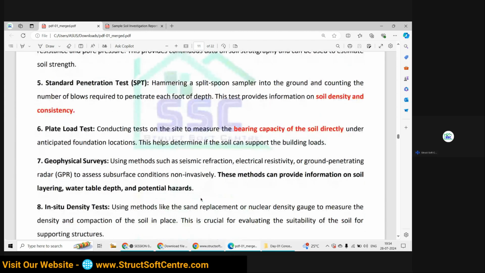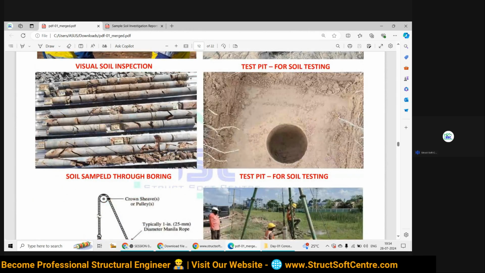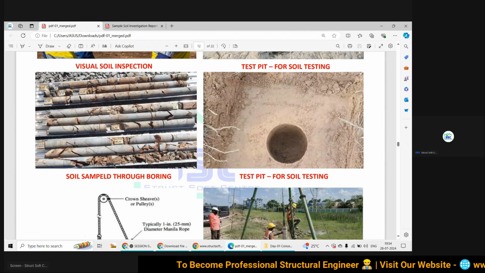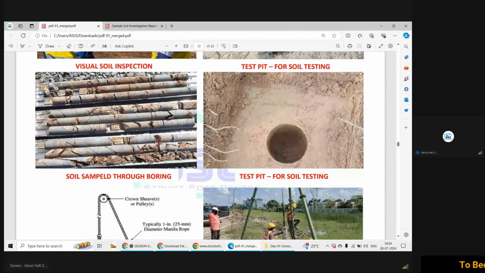Okay, so in that situation, what we are collecting is the soil sample through the boring. The soil samples collected through the boring are going to be collected in the laboratory, and the test is going to be performed. Okay, so this is another method.